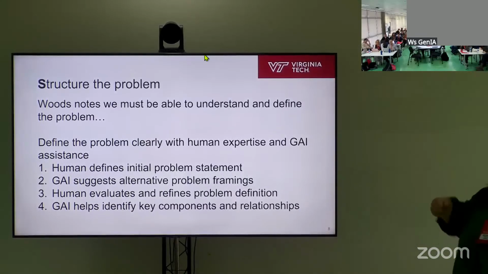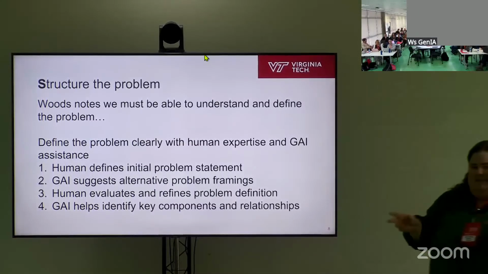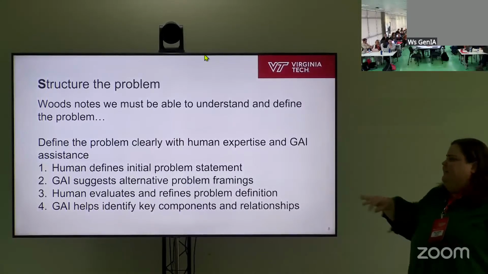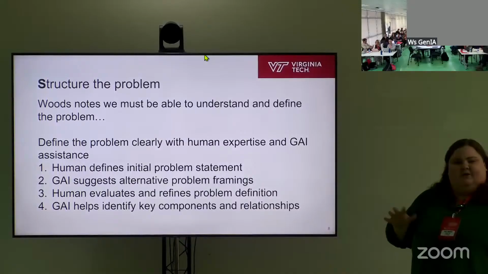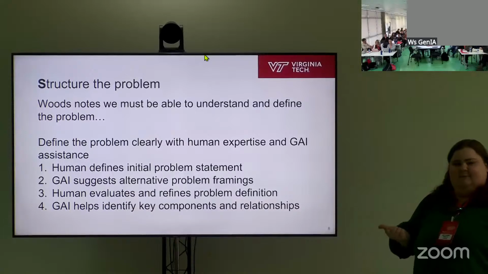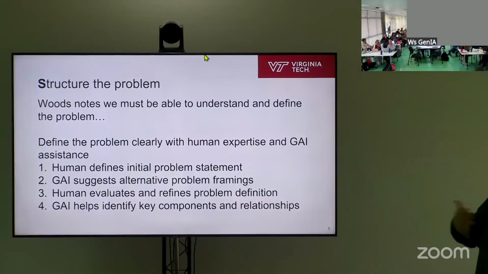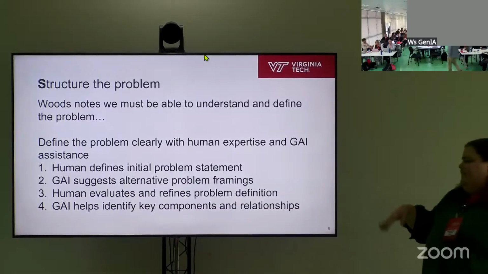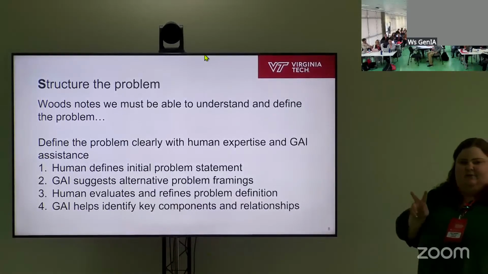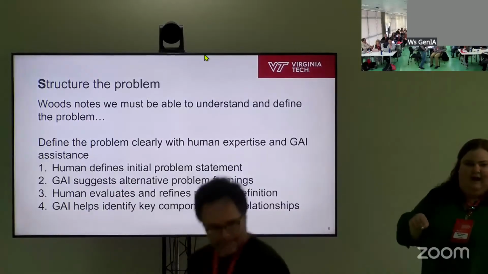So an example of this would be, we define the initial problem that we have. We know what we're trying to solve. We might not have all the details yet, but in a vague way, we can come up with a statement about what it is we're trying to do. AI will probably suggest some alternative problem framings to help encourage some thoughts around what are some details I'm missing from this problem that I can add to come up with a better, more accurate solution. You actually evaluate and refine the definition, give it back to AI, and it will help you identify those key components and relationships that you need to actually implement the solution around in order to solve the problem.